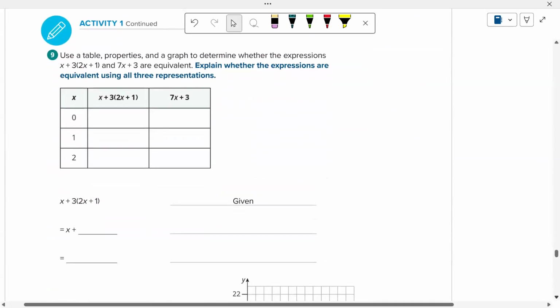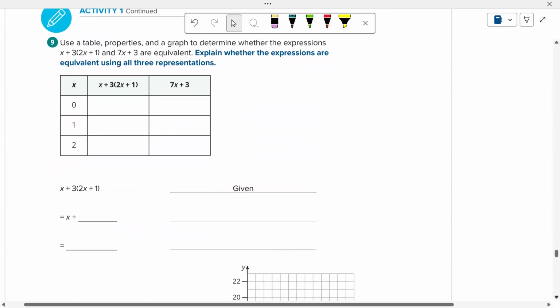Number 9 says use the table and properties and graph to determine. Yeah, that's a lot of work. We already did this. We don't need to do that again. Okay, this is bonus.